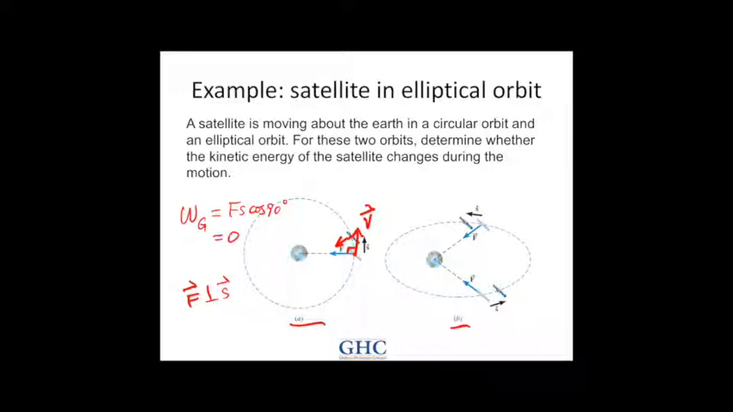Now from the work energy theorem, we recall that the net work done on the satellite is KE final subtract KE initial, the change of kinetic energy. So in case A, gravity is not going to do any work on the satellite. So there's no change in kinetic energy. If there's no change in kinetic energy, there's no change in speed. So in case A, speed is a constant.